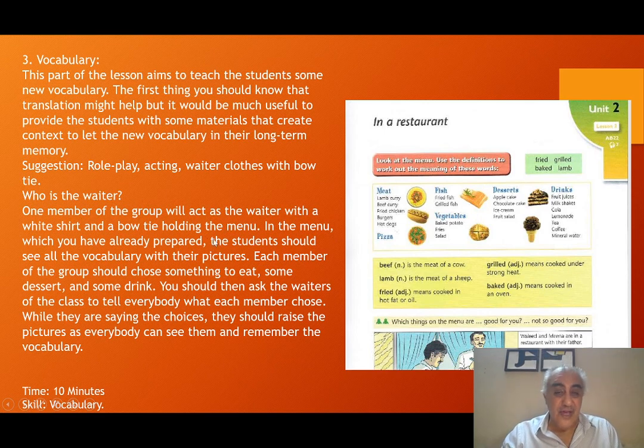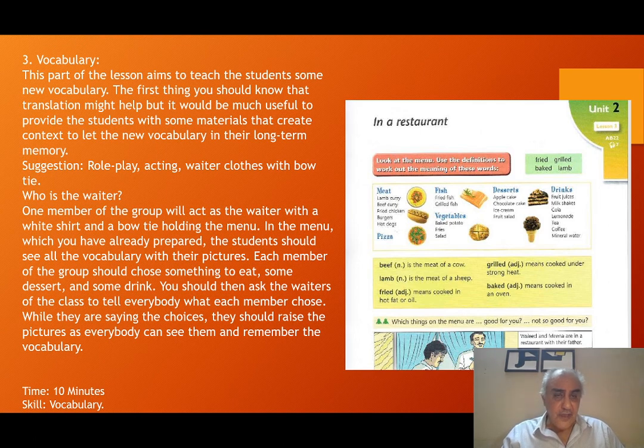I'm not telling you that you have to follow these directions one by one. This depends on you. Just try to think about some ideas. Be creative. As long as you know the objective, the aim is to let them remember the meaning of these words. How? By providing context. Here we have a waiter. So you just have a white shirt and a bow tie, and believe me, students are going to love this.